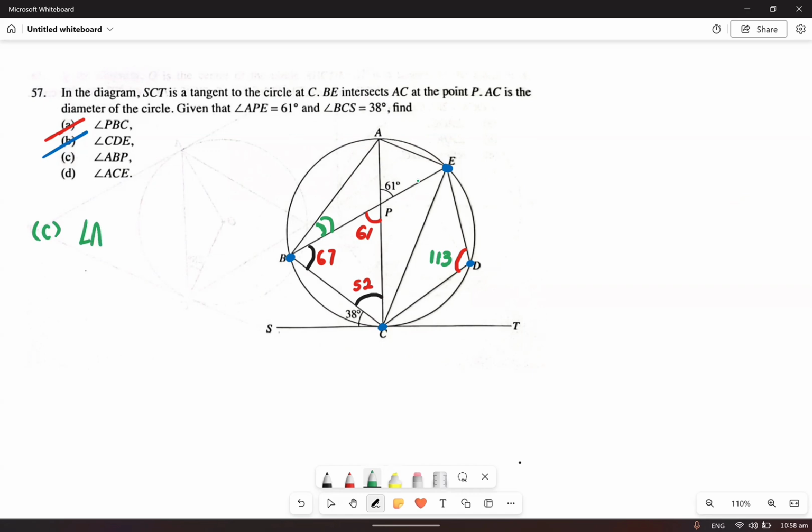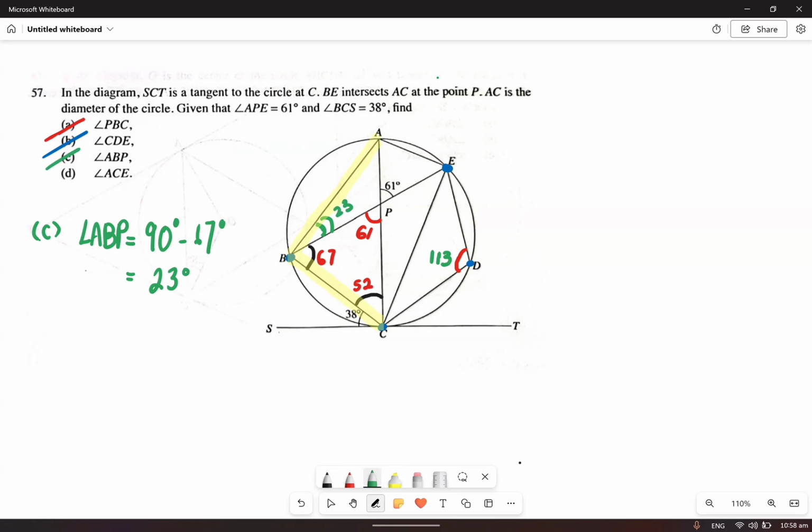So let's find angle ABP. Where's the right angle? The right angle is over here. This is the right angle in a semicircle. Can you all see it? So we just have to do 90 degrees minus 67. Do you understand? We get 23 degrees. Where's 23 degrees? 23 degrees is over here. Do you understand?